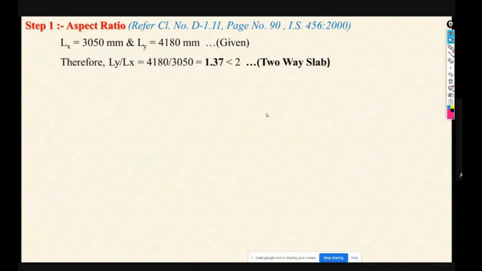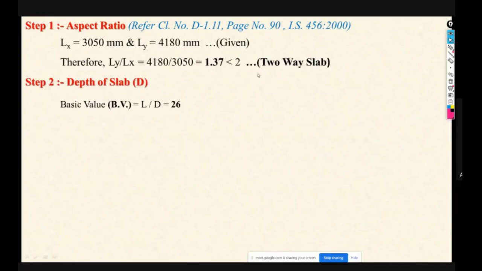Okay, and if Ly by Lx ratio is less than 2, it means that particular slab we have to design by considering the two-way slab. Okay, so now here Ly is 4180, Lx is 3050, so that ratio is 1.37, and that 1.37 is less than 2, so that particular slab we will design for the two-way slab.